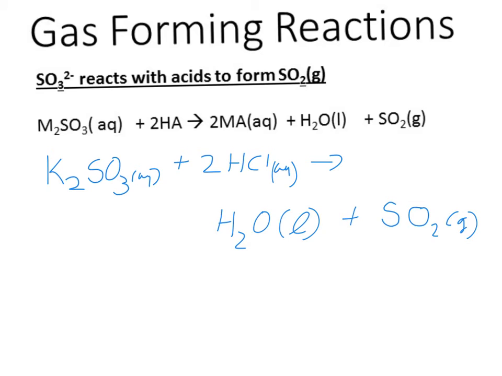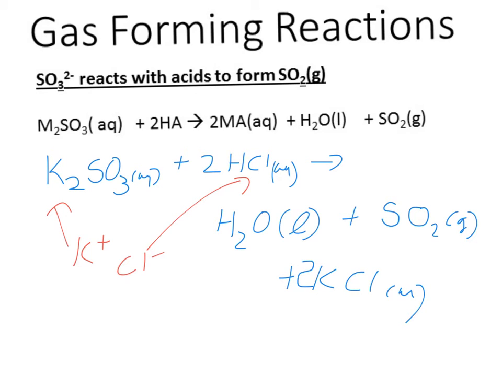Now the question just becomes what my other product is. Well, I have potassium, which is +1. I have chloride, which is -1. So my other compound would be potassium chloride. I do need to balance. I have 2 here, and I have a 2 there, so I am going to have 2 potassium chlorides.